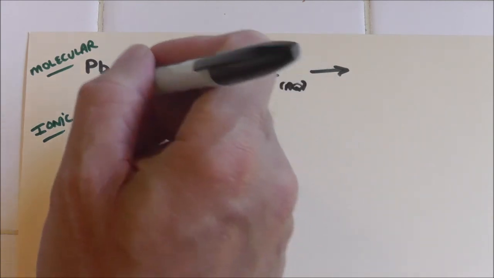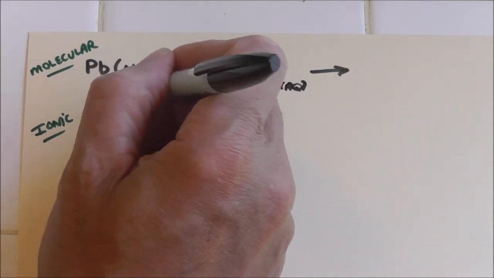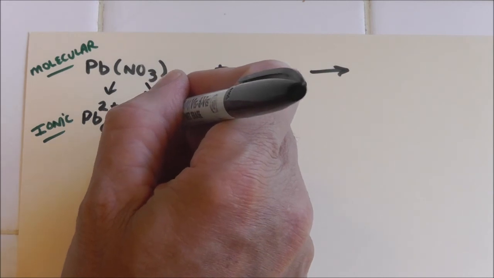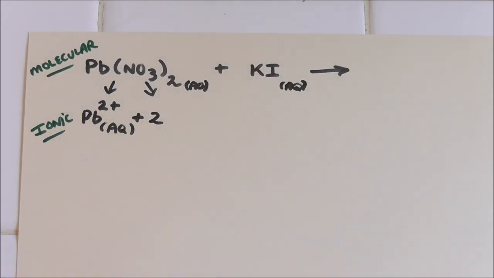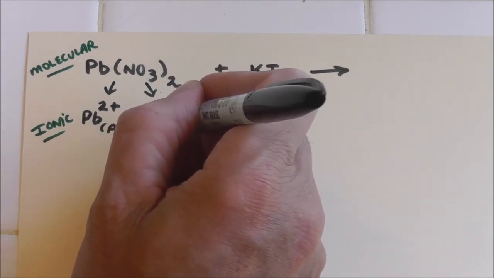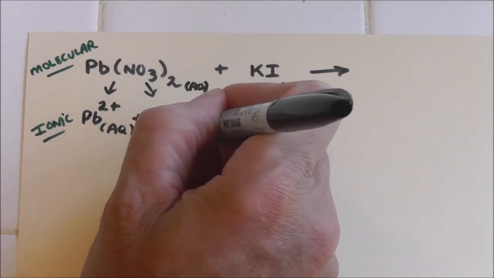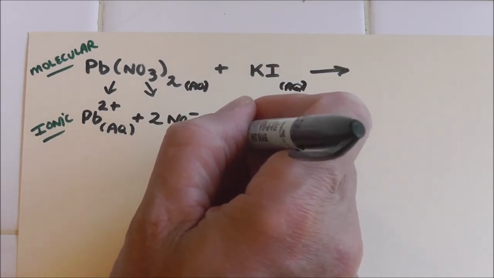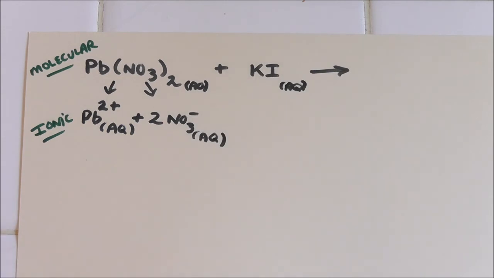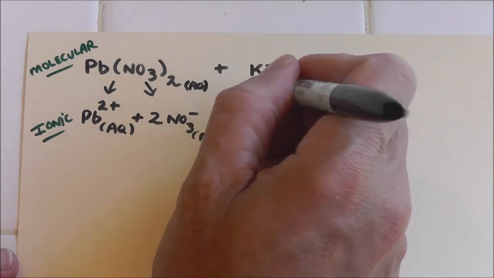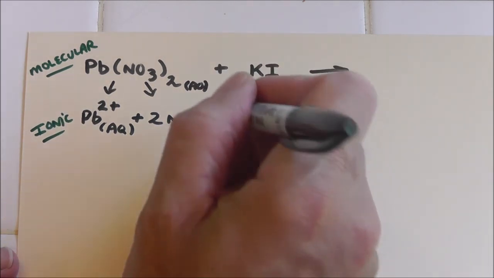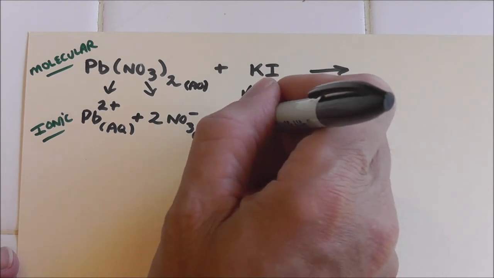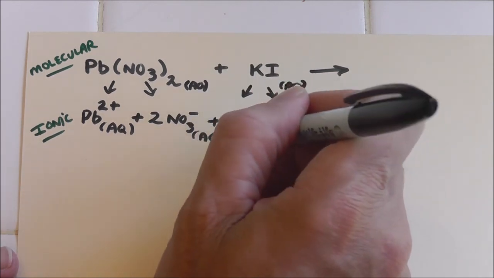Now we're going backwards, because these things are breaking apart when they hit water, and the 2 comes out front and is a coefficient. That's very important to realize the difference. That means that when this breaks into its ions, it is going to be 2 nitrates. Fair enough? Let's look at what's going on here. Potassium iodide. Now you could just remember your rules from the periodic table that potassium always makes a +1.